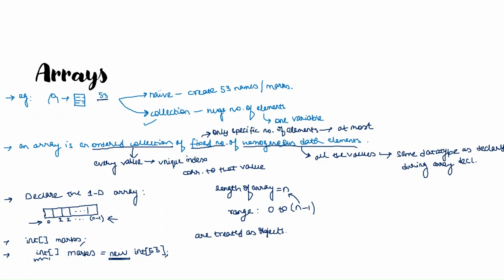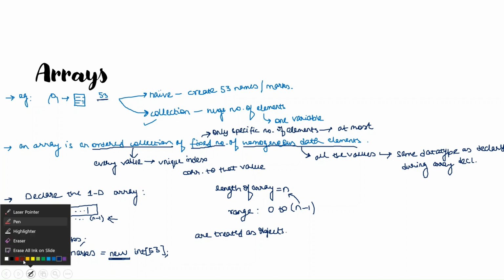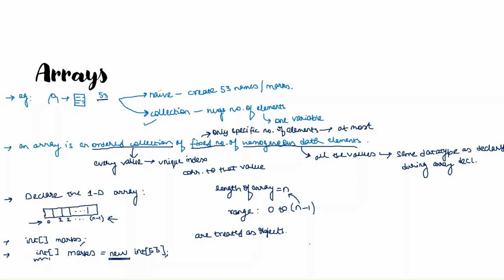So here, continuing, what the Java compiler does is it creates an array in the heap memory. Sorry for my drawing, but you can visualize it as a horizontal table which has 53 columns, and the range of this is from 0, 1, 2, 3, all along till 52. And then this variable marks stores the location of this particular array. It stores the memory address for this particular array.